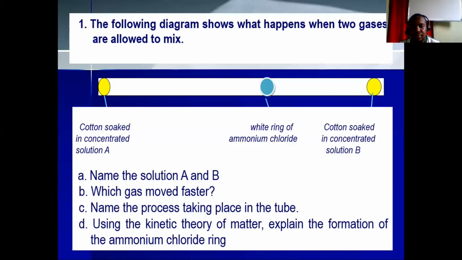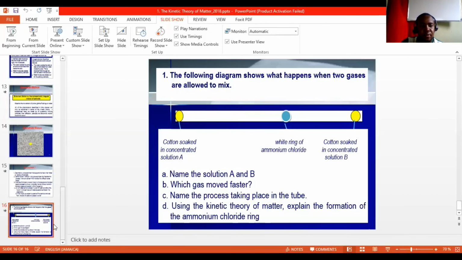Well, matter is composed of particles, and particles are in constant motion. All right, great. So each matter is made up of particles and they're always in random motion. So that's the reason why we have the white ring that is produced. All right, so that's the first one for matter. Let's move on to the next one.